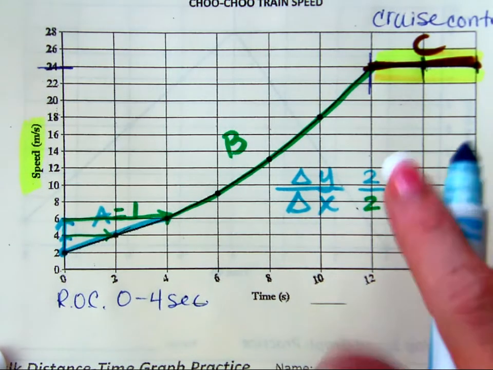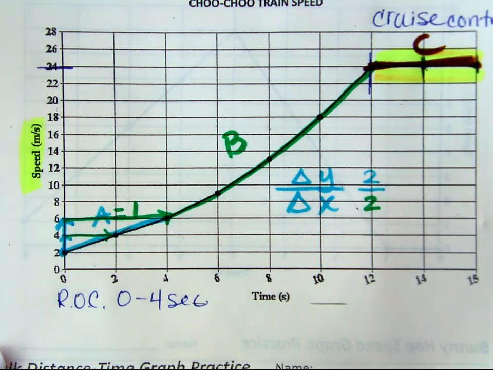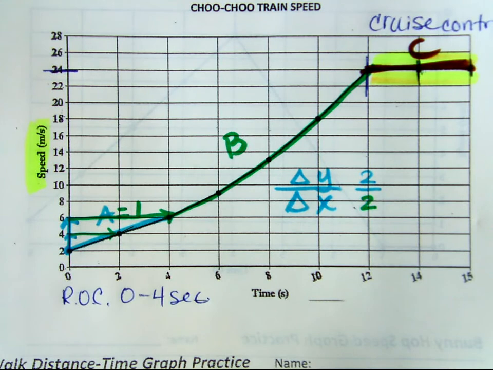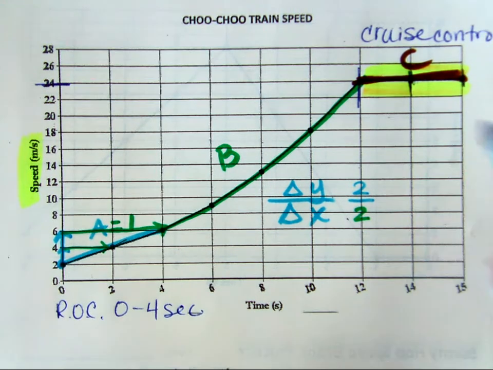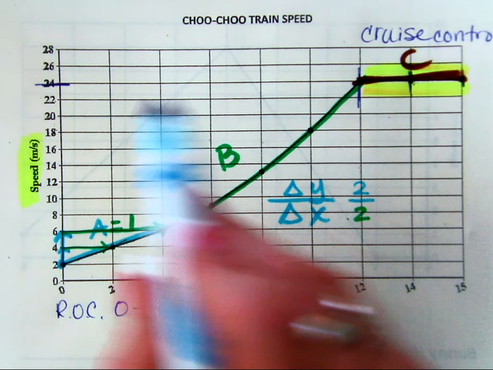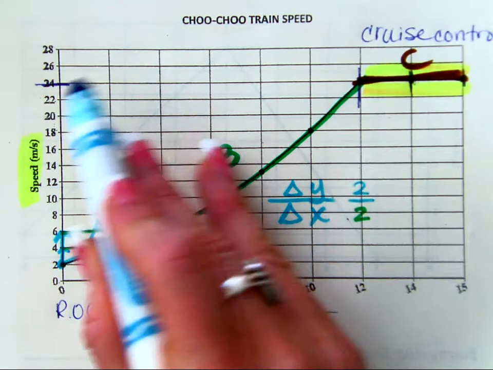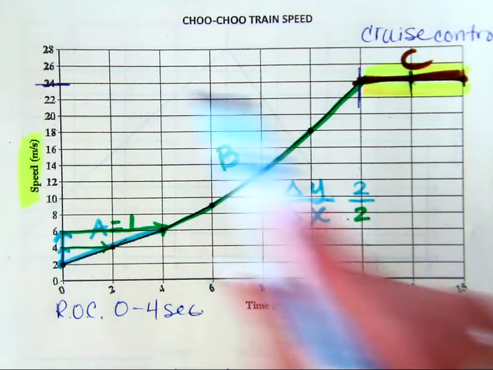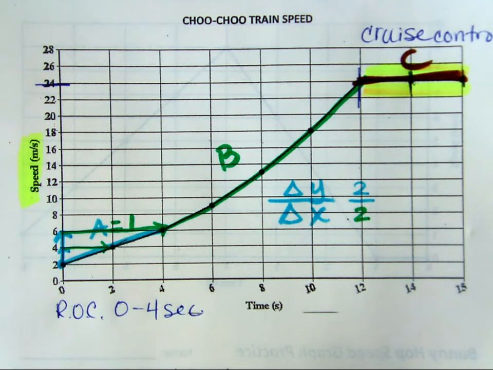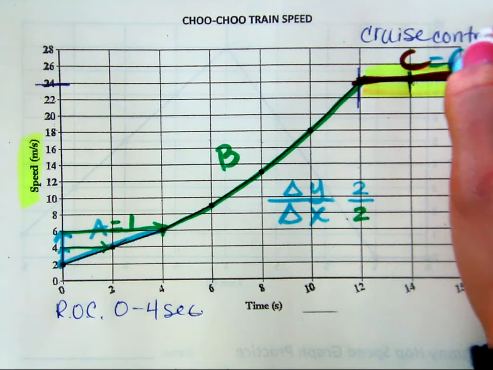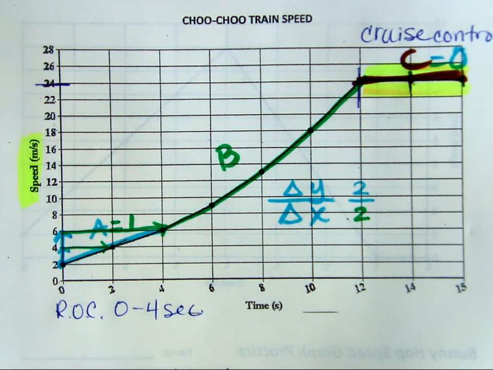So what would the rate of change be for segment C? I kind of gave you a big hint earlier. What's the rate of change for C? At 12 seconds, I'm at 24. 14, I'm at 24. 15, I'm at 24. My rate of change is not changing. So the rate of change for a horizontal line, when its speed is 0. Your speed isn't changing, right?